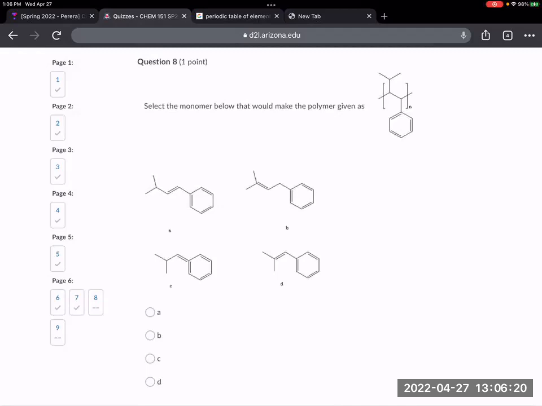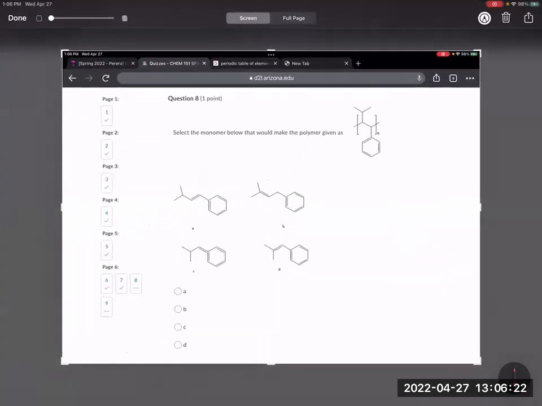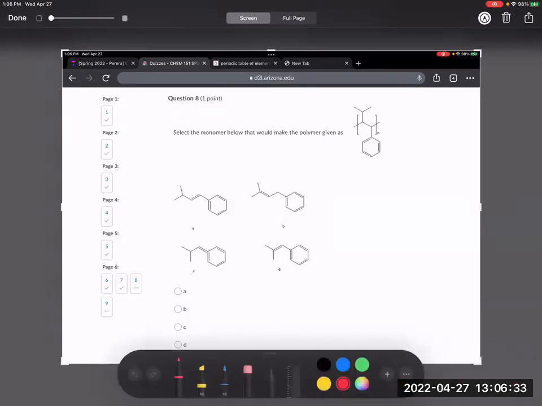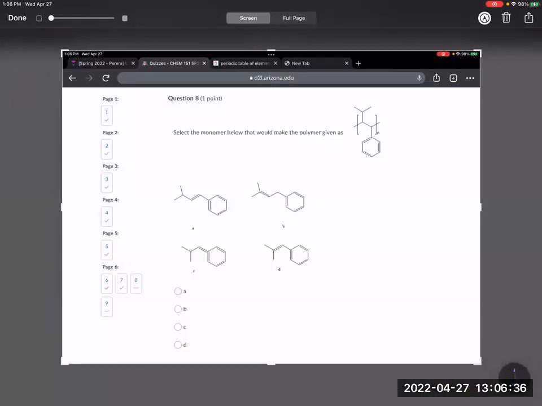Right, let's take another picture. The question is, select the monomer below that would make the polymer given. So you're given the polymer, and you're asked to find the monomer that would make this polymer. So to do this, let's say that I'm going to call this 1, 2, 3, 4, 5. Okay, let's say 6, 7, and 8.